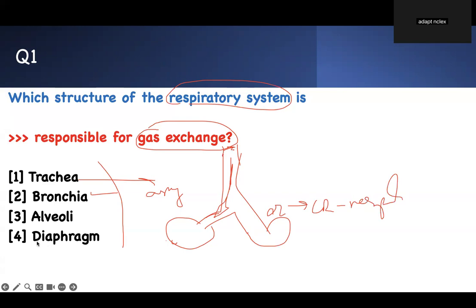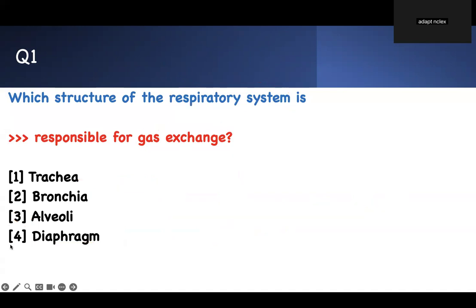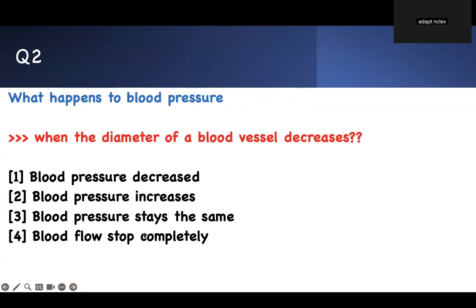Your diaphragm is a muscle. It helps with the contraction, but it does not help with the exchange. Therefore, the right answer is alveolar. So this is how you approach the questions. They will give you questions related to the system, but ignore it. Answer the main buzzword, I call it gas exchange. So that's your right answer.